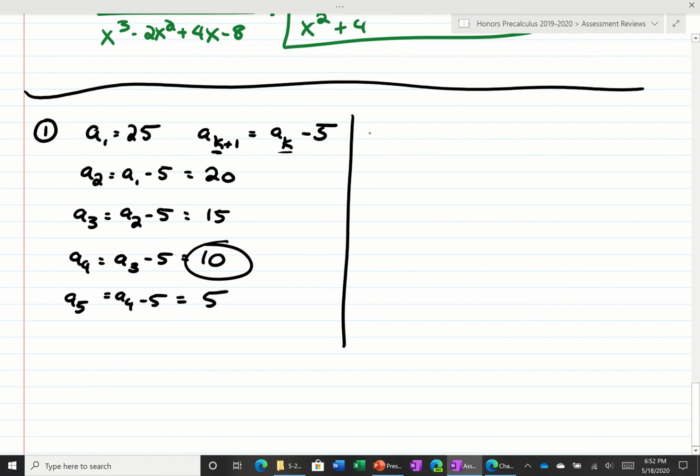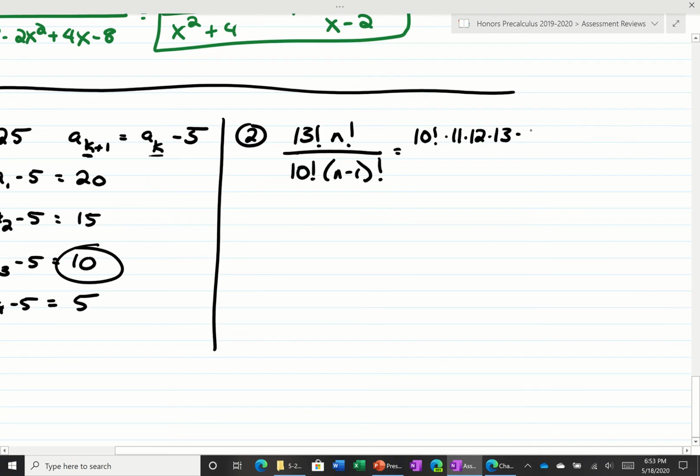And the second problem is asking us to simplify factorial. So we have 13 factorial, which is Taylor Swift's favorite number, times n factorial over 10 factorial times n minus 1 factorial. All right, well, remember 13 factorial is just 10 factorial times 11 times 12 times 13. N factorial is just all the numbers up to n minus 1 factorial times n.